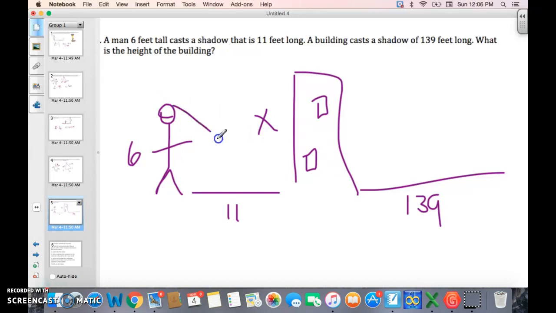Well, remember, you can make the triangle like this, right? So the height of the building is going to be proportional to the height of the person over the height of the shadow. So it'd be 6 over 11 equals x over 139. And then you're going to cross multiply and divide.